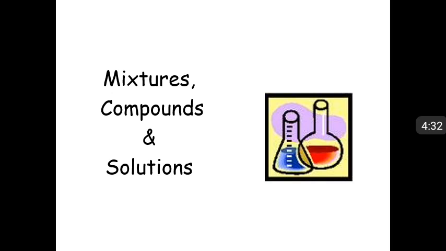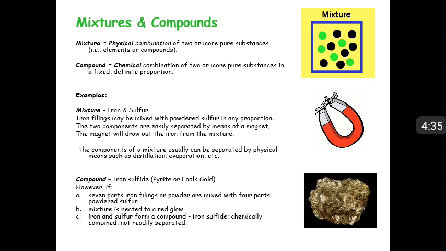Now mixtures, compounds and solutions. A mixture is a physical combination of two or more pure substances, that is elements or compounds, and a compound is a chemical combination of two or more pure substances in a fixed and definite proportion. Here the example of a mixture is iron and sulfur. Iron filings may be mixed with powdered sulfur in any proportion. The two components are easily separated by means of a magnet. The magnet will drag out the iron from the mixture.